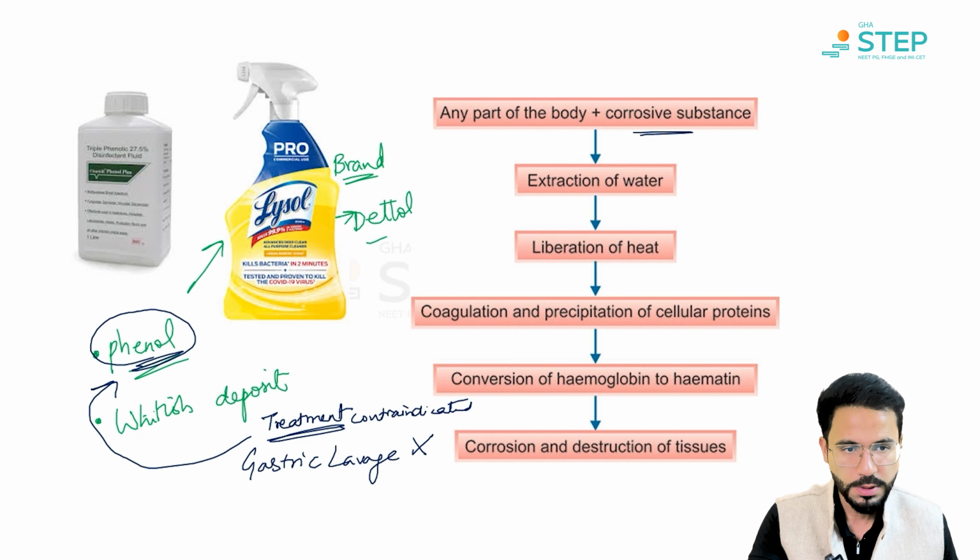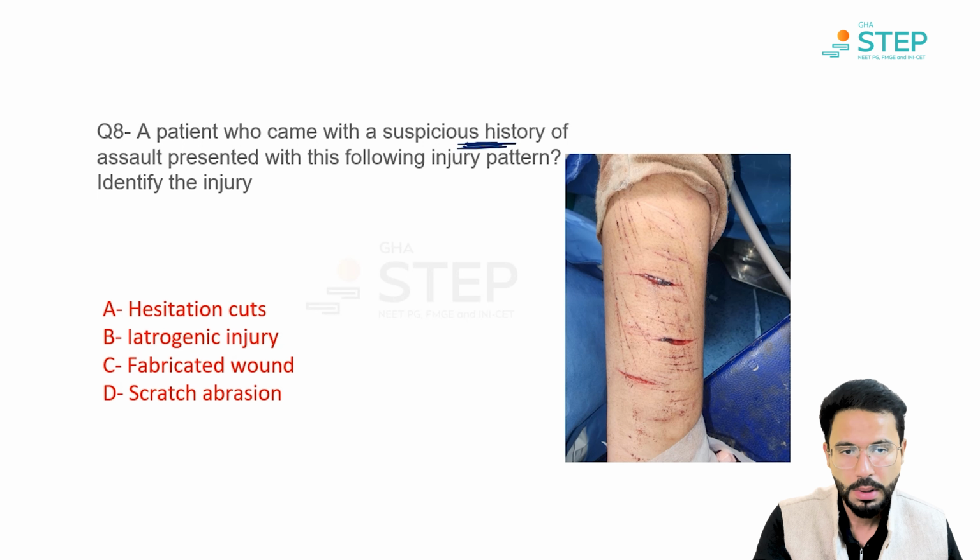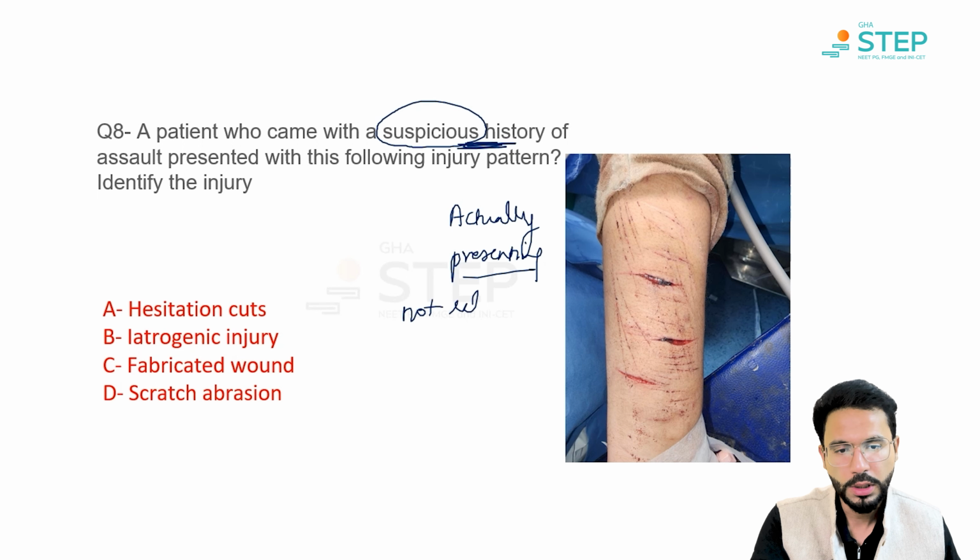Question number 8. A person who came with a suspicious history of assault presented with the following injury. Identify the injury. So now look at the image carefully. You have to identify what is the suspicious history and this suspicious presentation. So remember, when a suspicion is raised, that means what is actually presenting is not related to the history.